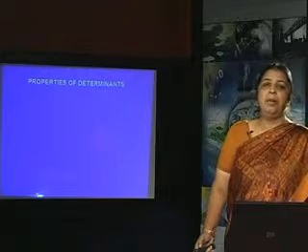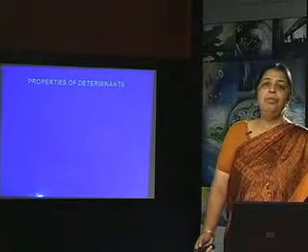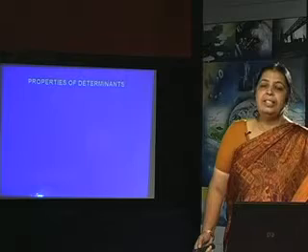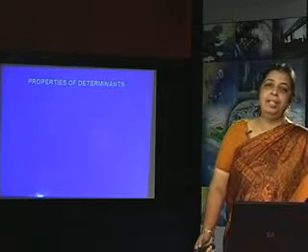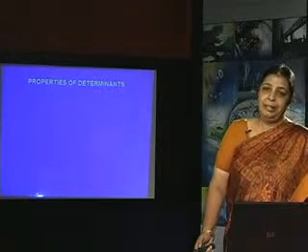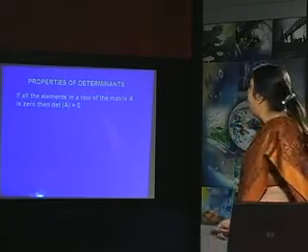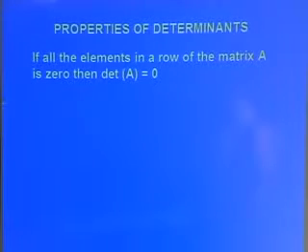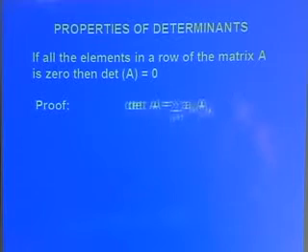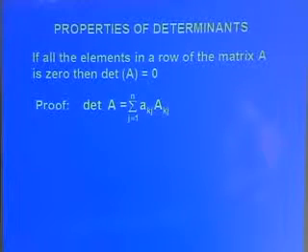These properties are important because they can be used to compute the determinant in a convenient manner. Let us see the properties one by one. If all the elements in a row of the matrix A is 0, then determinant A is 0. Now first, let me give you the proof of this.